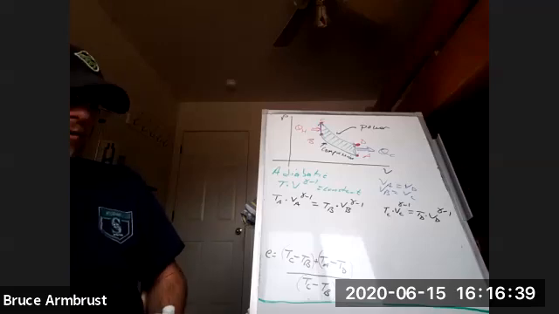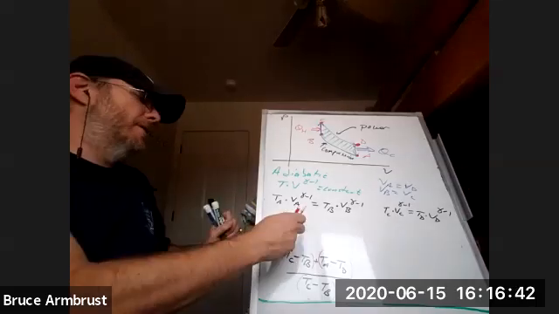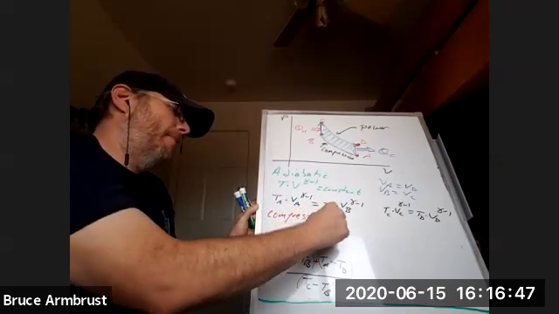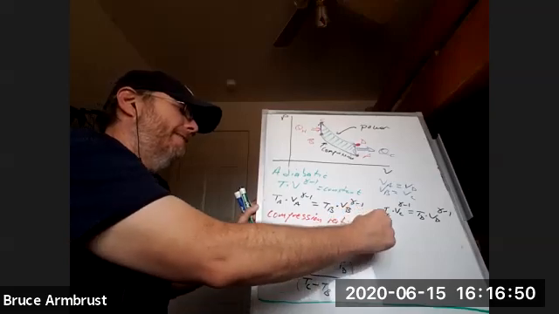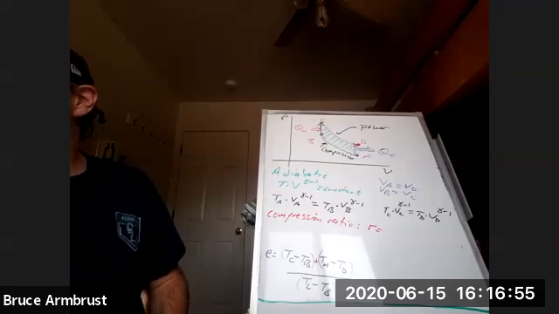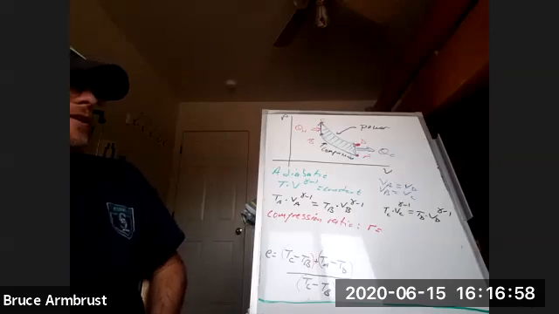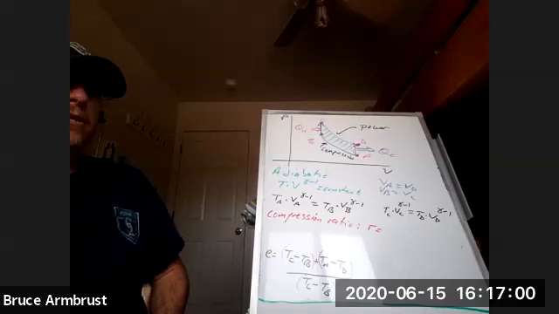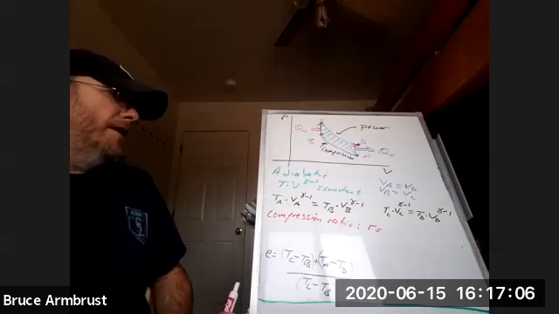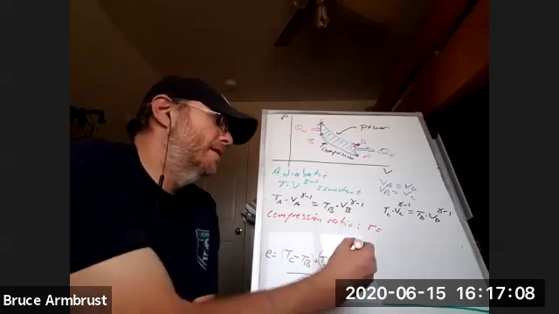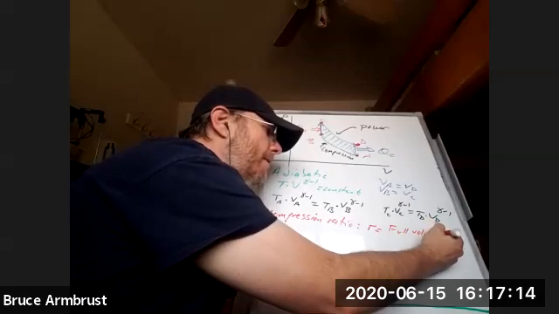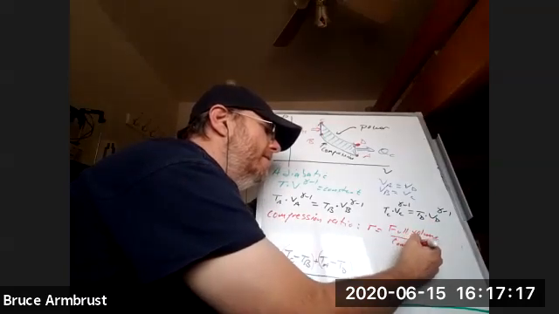But we can even go further because most engines have what we call a compression ratio. Okay, and that's just going to be R. And basically the compression ratio is telling you how much the volume changes. And so this would be the full volume over compressed volume.